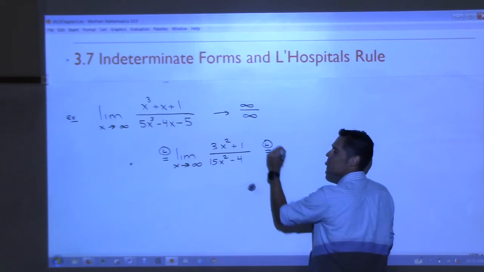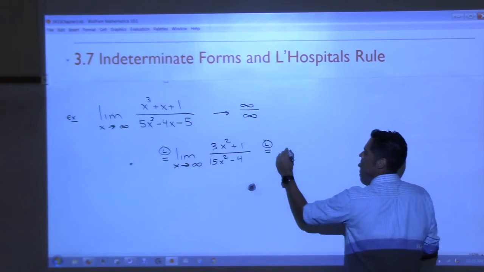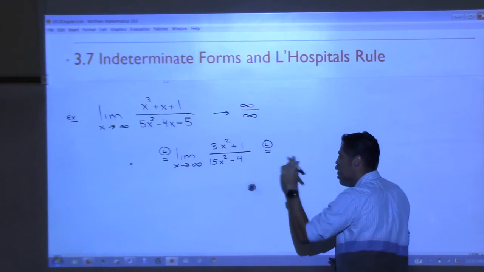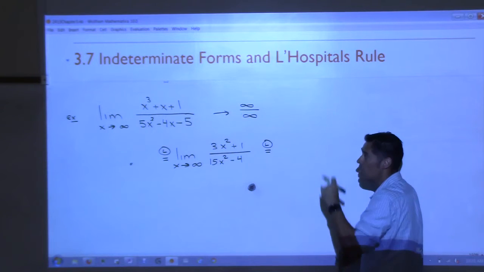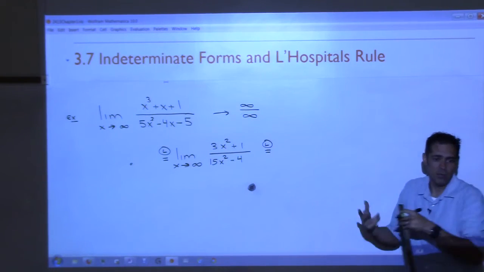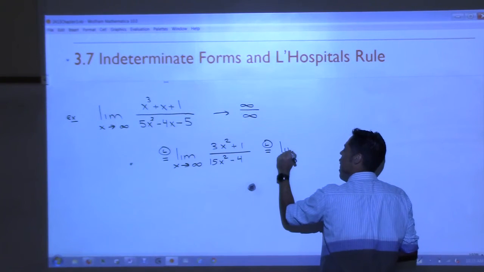Do L'Hopital a second time. Now, you have to have infinity over infinity to do this, though. You can't just keep on doing L'Hopital forever. Each time you do it, you have to have 0 over 0 or infinity over infinity to do it. So I do have that still.